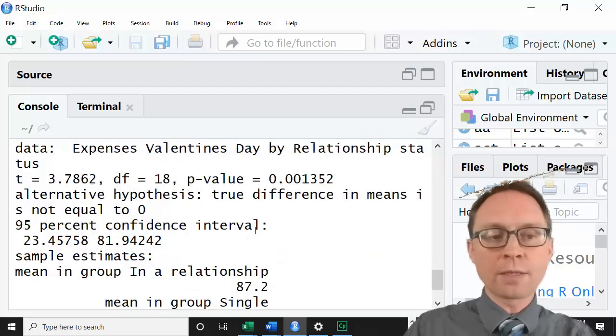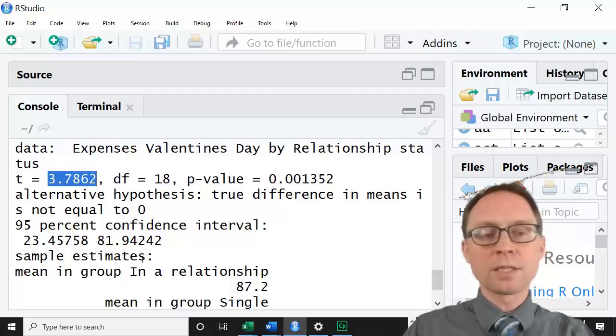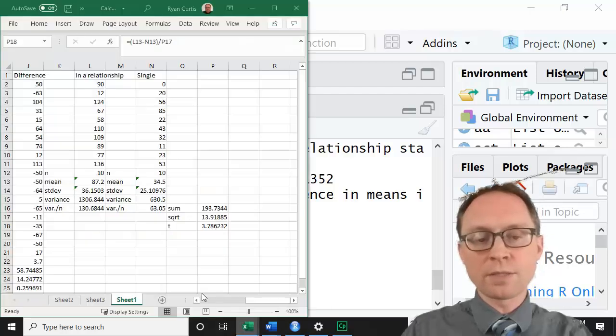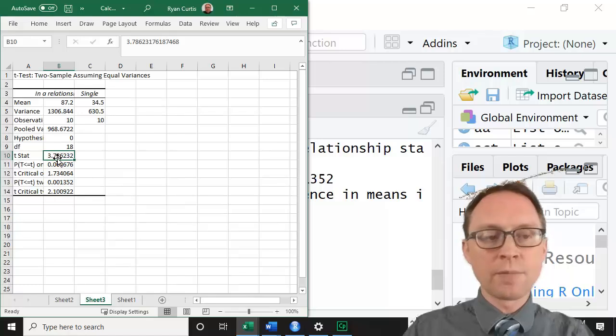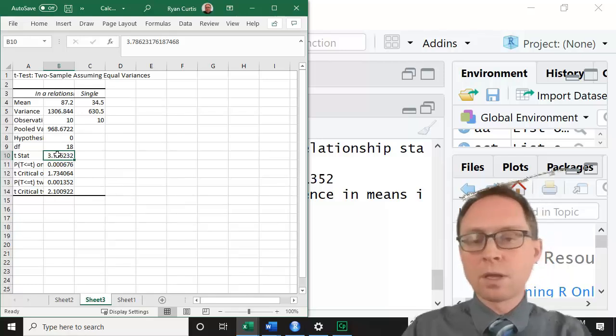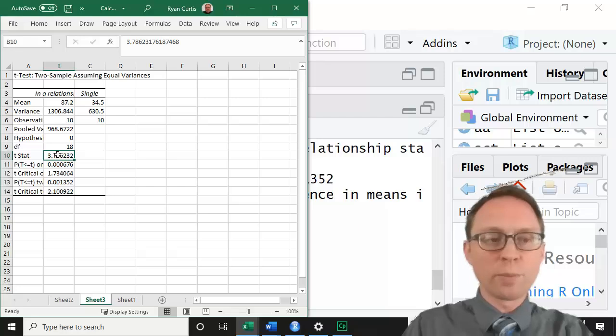When you do that, here's what you get. 3.7862. Look at that. It's the same as 3.7862, which is the same as 3.7862, getting all the same pieces of information. Okay.